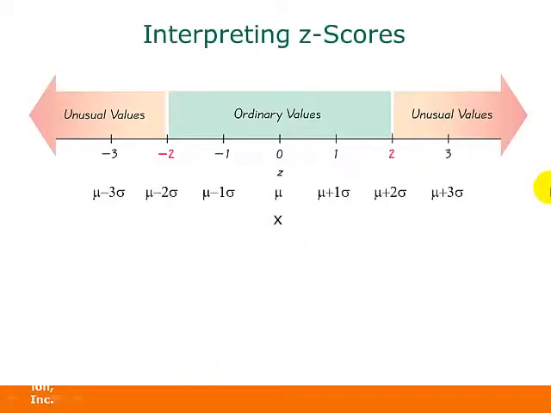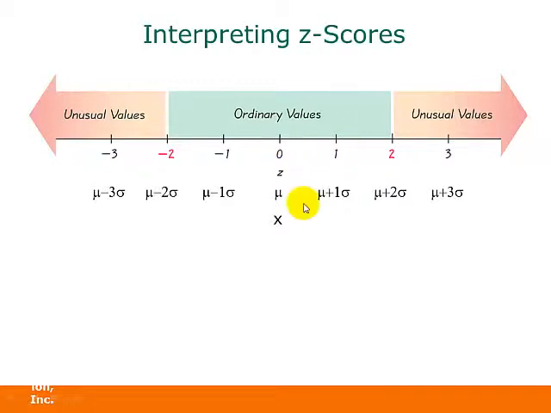Now, to interpret z-scores, we want to think about what the z-scores have to do with the x values. So if we look at what happens with the z-score, if our x value is the same as the mean, then our z-score is going to be 0. So both z equals 0 and x equal to the mean are in the middle of our distribution picture.